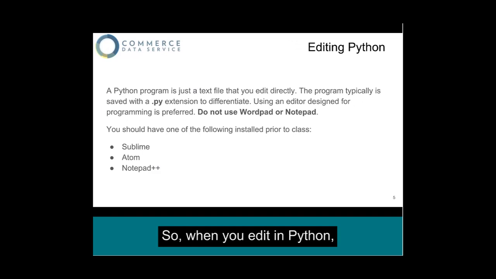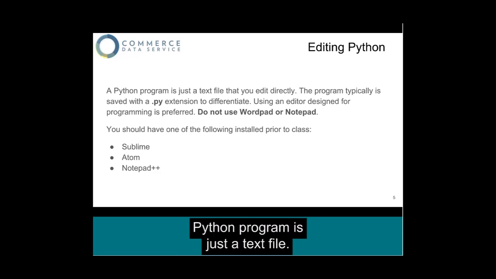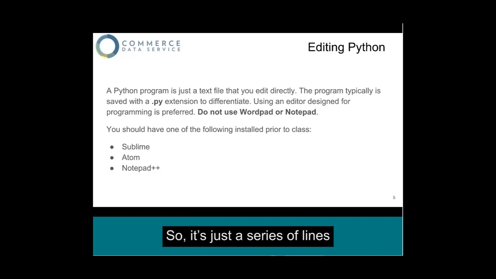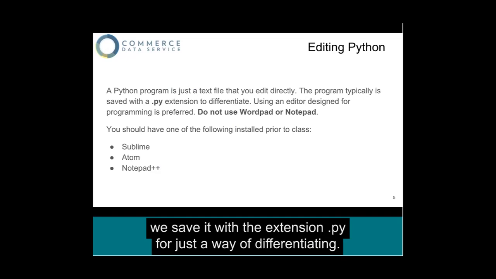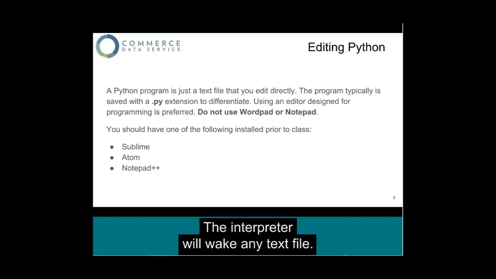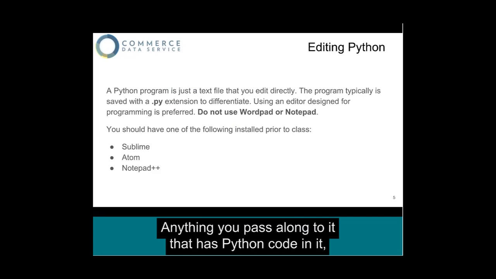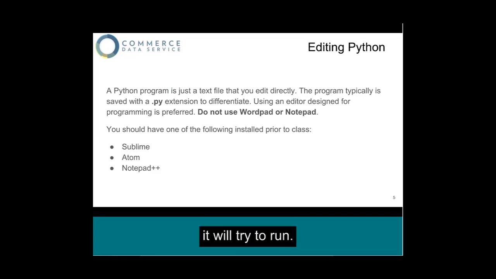So when you edit in Python, a Python program is just a text file. It's just a series of lines of commands you pass to the interpreter. Typically when you save a Python program, we save it with the extension .py. It's just a way of differentiating. The interpreter will take any text file. It doesn't have to end in .py. Anything you pass along to it that has Python code in it, it will try to run.